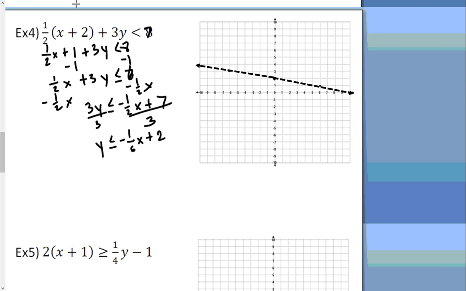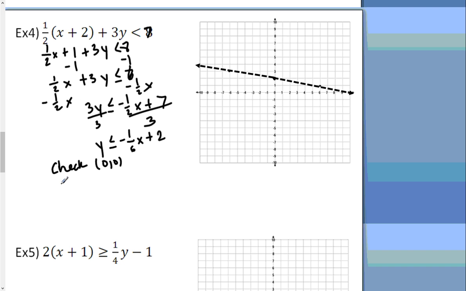Okay. And then what do I have to do? Well, then I have to check it. So I'm going to write check. And what am I going to check? I'm going to check 0, 0. Why did I pick 0, 0?